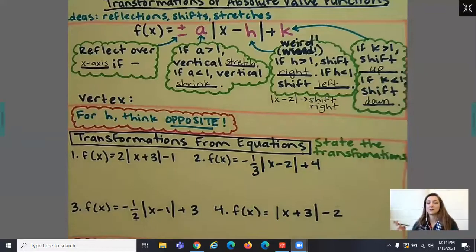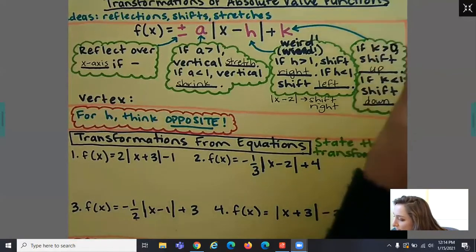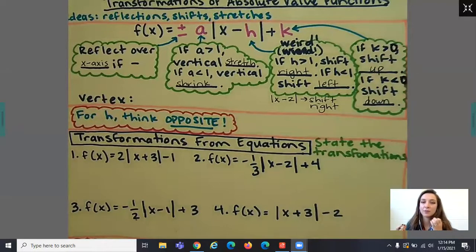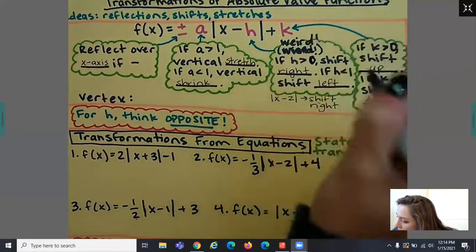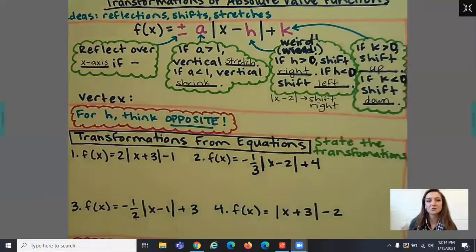Okay, so, sorry, this should actually be if it's greater than 0, not 1. So you might want to change that in your notes. If it's greater than 0, and that's the same thing here as well. If h is greater than 0, you're going to shift right. If h is less than 0, you're going to shift left. So I do apologize about that in the notes. I was getting confused with the vertical stretch and shrink.